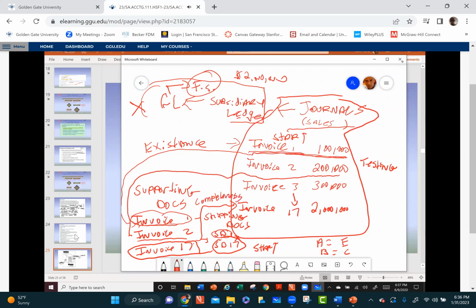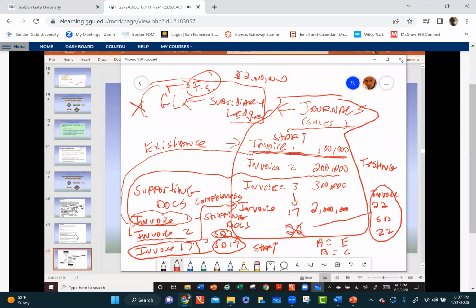Completeness, because I found the supporting documentation and looked back and saw that it was in the financial statements. Let's say, and this thing's getting a little messy up here, but let's say I looked and I saw invoice 22. I'm just making these numbers up. I found shipping document 22. I start here, I find my documentation and I take it back. And when I look, 22 is not listed.